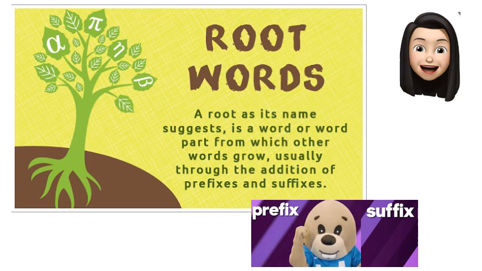So we know the word root from our science learning about plants. The root is the part from which the rest of the plant grows, and it works the same way with spellings. A root, as its name suggests, is a word or word part from which other words grow, usually through the addition of prefixes and suffixes.